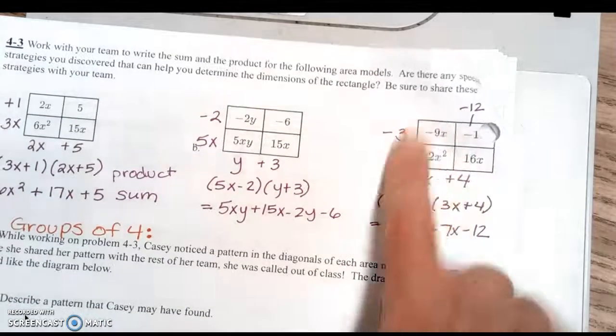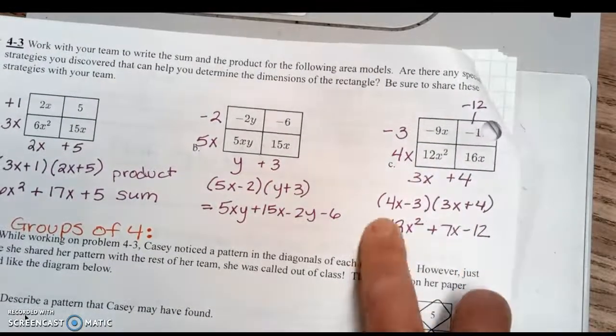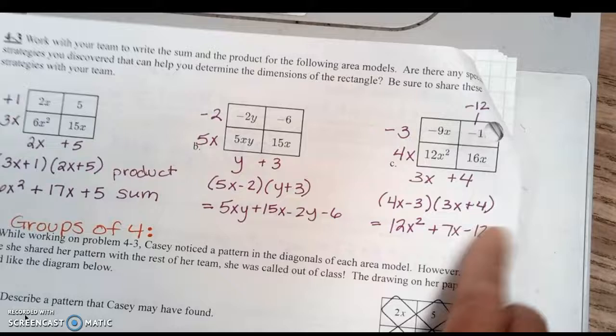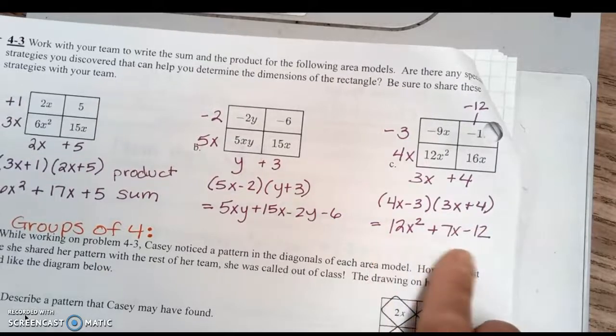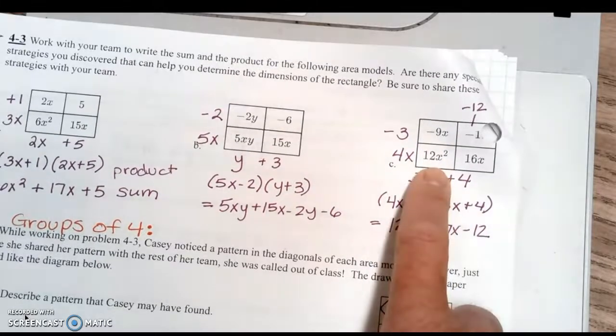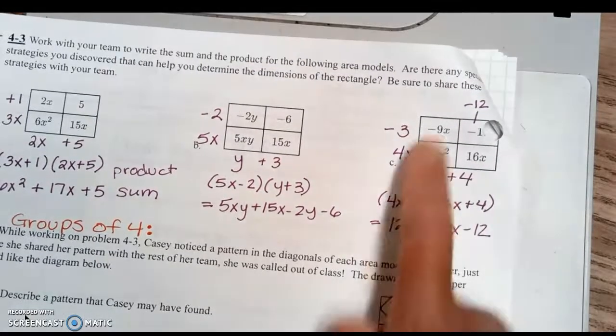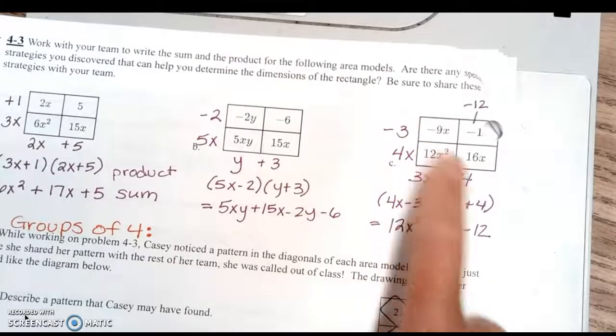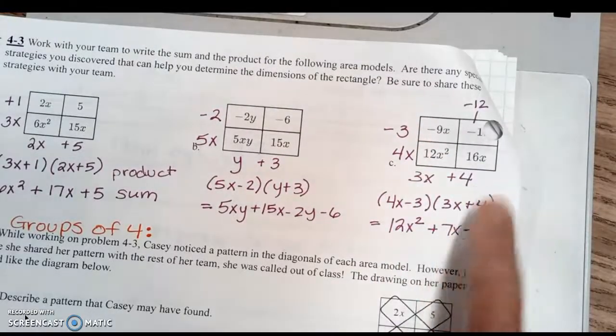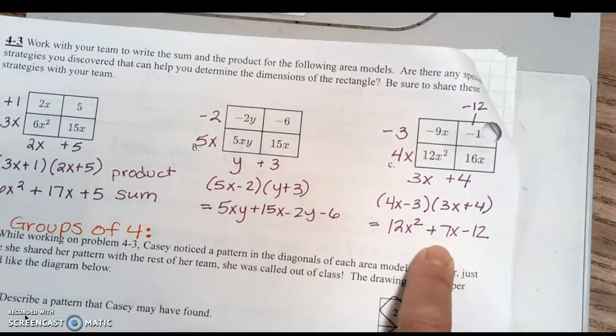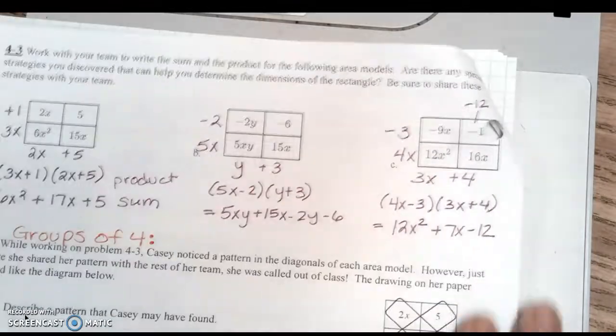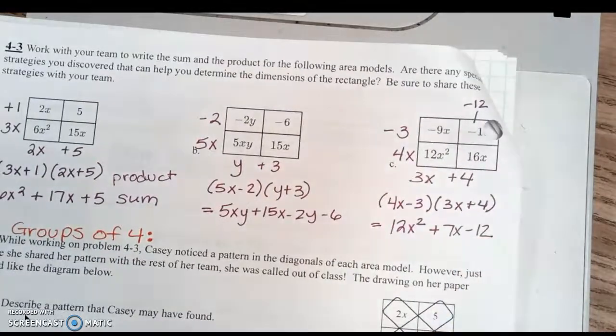So once you've factored it correctly, then you can write your binomial times your binomial. And then write your answer as a sum by taking the 12x squared, combining these two together. Negative 9x plus 16x is 7x. And then our hole punch box was a negative 12. That's our sum. Okay? I'll let you guys do B on your own.